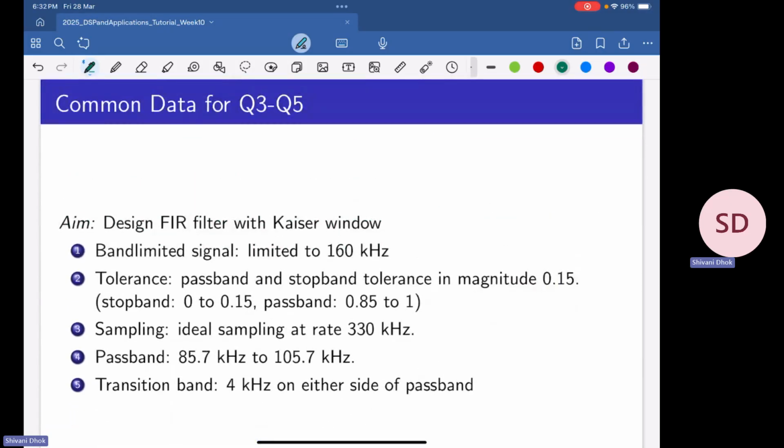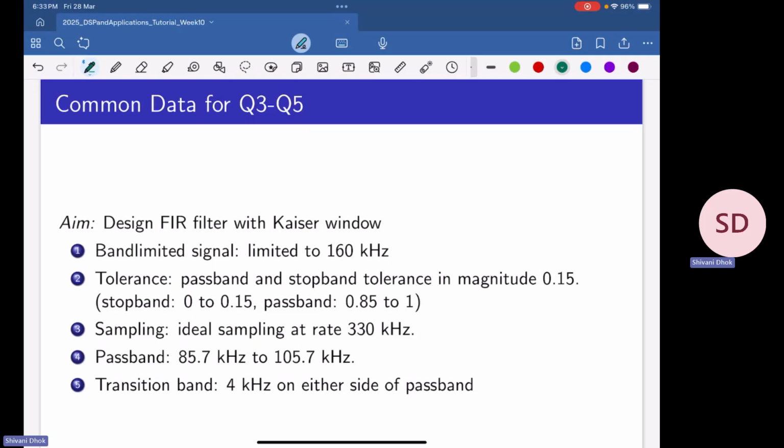So this is also a filter design question, and this is very similar to a question which we had covered, I think 2 weeks back. This is the common data for question 3 to 5, and the aim of this question is to design an FIR filter with Kaiser window. And here are the specifications that are given to us.